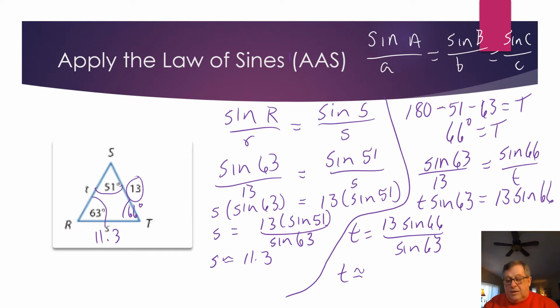So let's do 13 times the sine of 66, and then we're going to divide that by the sine of 63. And rounding that to the nearest tenth, we're going to say that T is approximately 13.3, or T is 13.3.